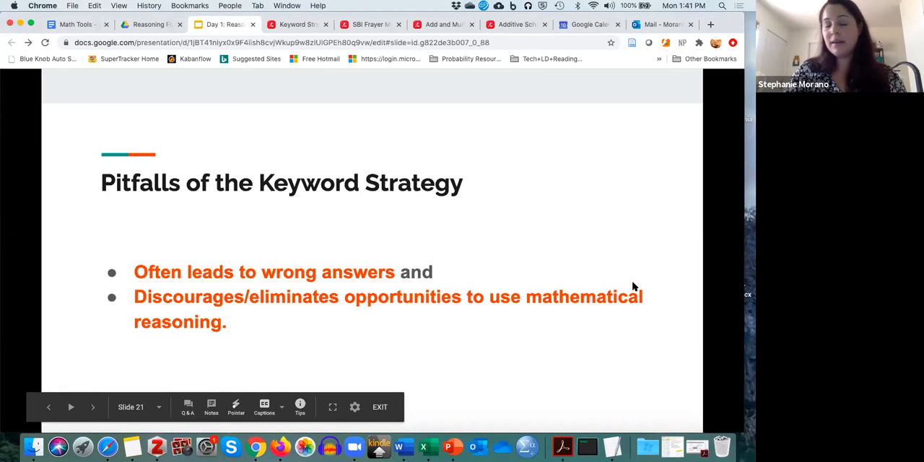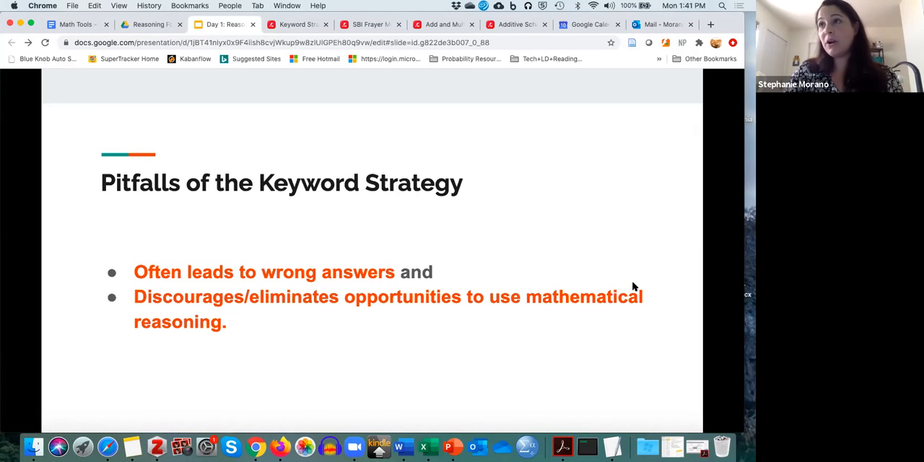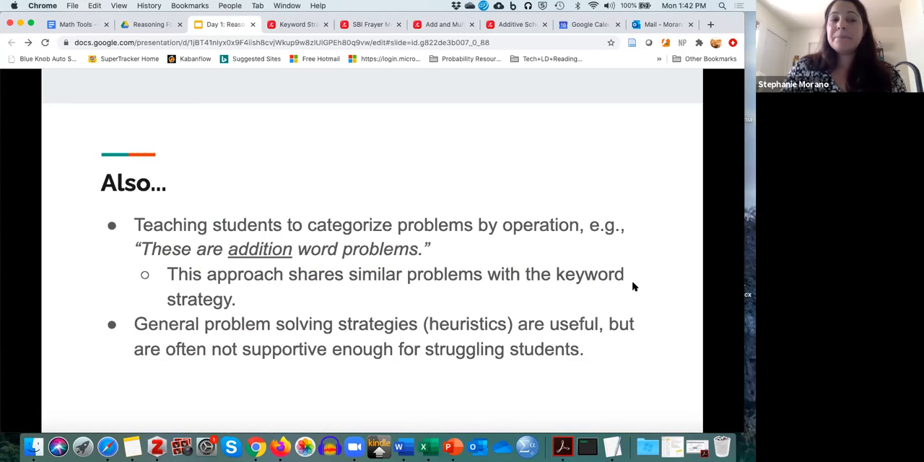Okay, so this is basically the information I just shared. Keyword often leads to wrong answers and really discourages or eliminates opportunities for students to use that math reasoning, which is really the whole point of focusing on word problem instruction. In addition, teaching students how to solve problems by operation, grouping problems by saying these are addition word problems, or these are subtraction word problems, or these are multiplication word problems, is really similar to the keyword approach in that it's really limited in how useful it is. When we're out in the world, problems aren't presented in that way to us, right? We've got to figure out what the problem is asking me to do. That's a big part of problem solving. So we want to teach students a way to solve problems that engages that reasoning.